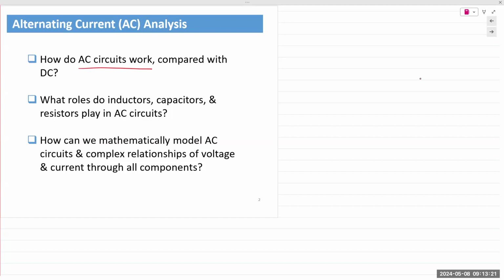They're all based on laws of physics. Those are permanent in nature. They are not arbitrary. So they apply equally whether a circuit has a DC source or an AC source.